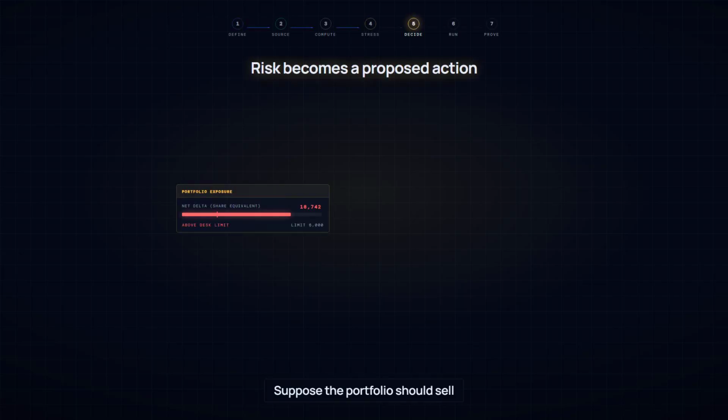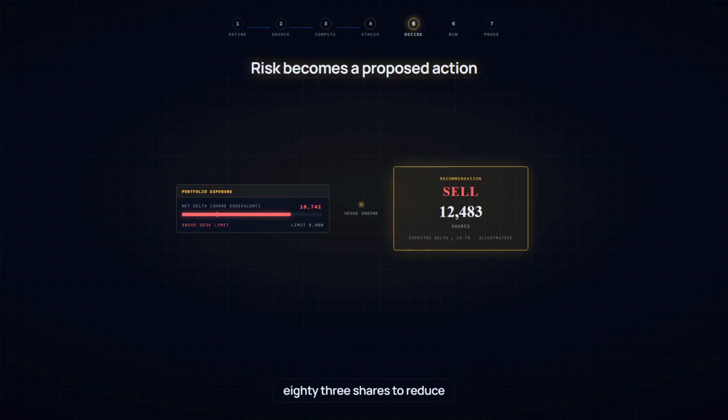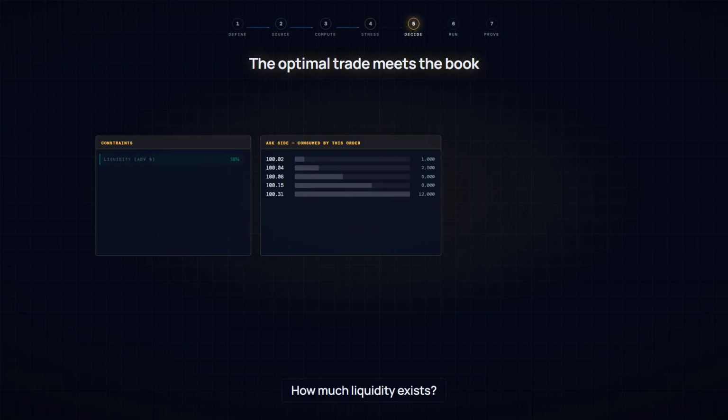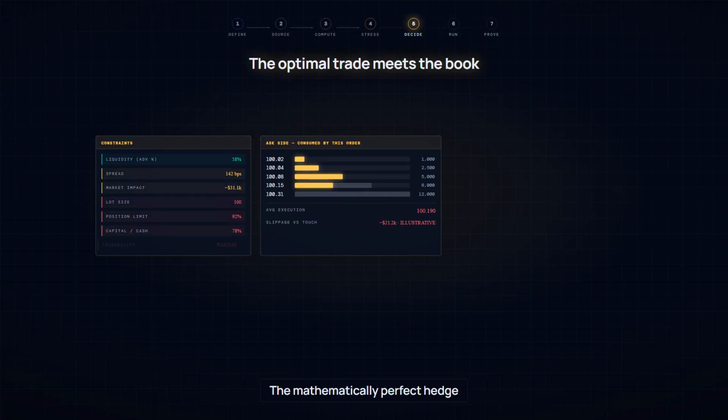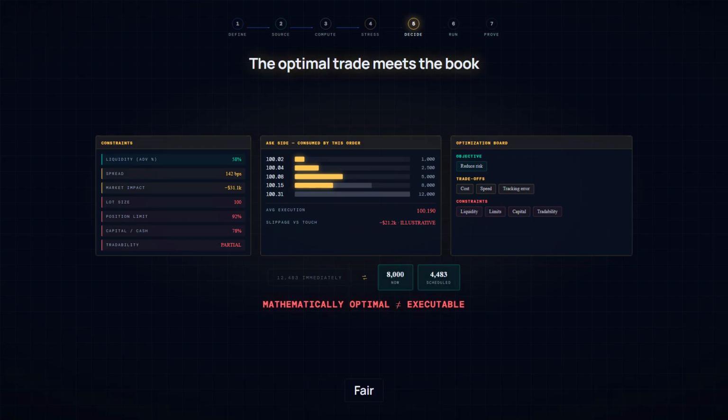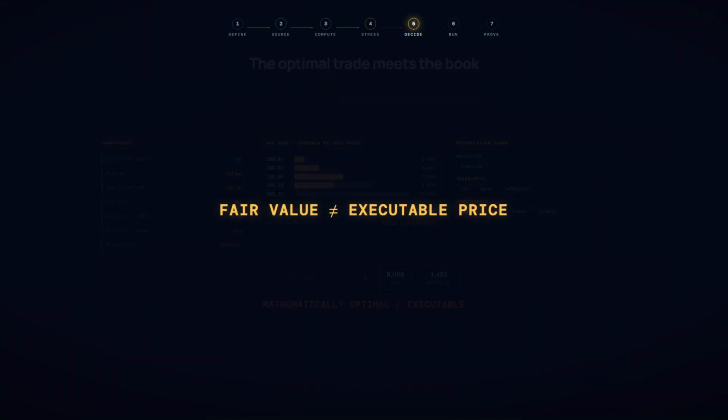Fifth, decide. Suppose the portfolio should sell 12,483 shares to reduce its delta exposure. That theoretical hedge now meets the real market. Can we trade that quantity? How much liquidity exists? What is the spread? Will the order move the price? Are there position or capital limits? The mathematically perfect hedge may be too expensive or impossible, so we optimize under constraints, reduce risk, control cost, respect limits, and use tradable instruments. Fair value is not the same as an executable price.